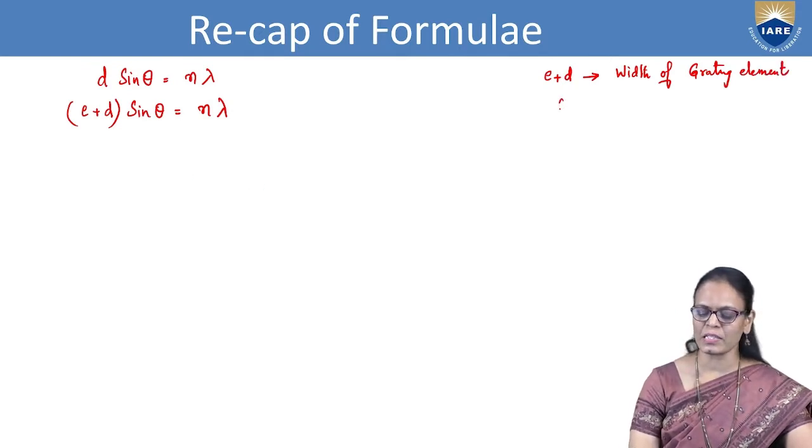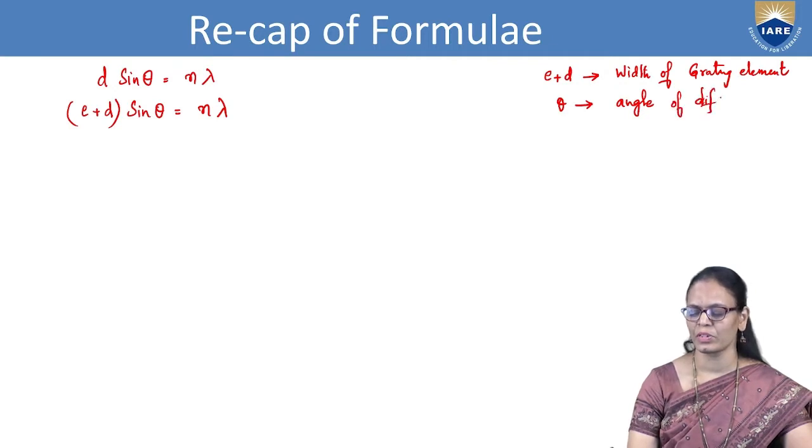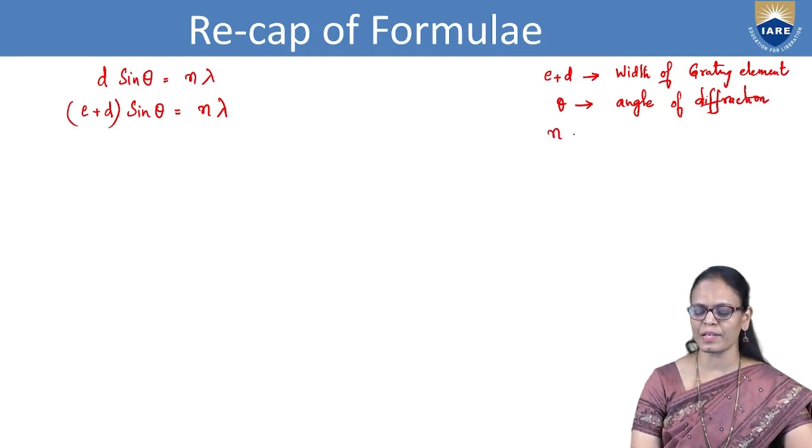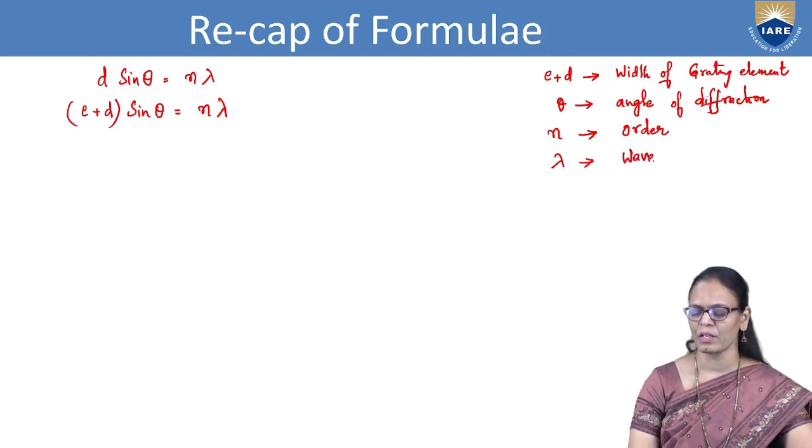And theta is the angle through which the light bends around the corners of the obstacle. Angle of diffraction, I can write. Theta is the angle of diffraction. And n here represents the order, whether we are talking about the first order, the second order or the third order. N represents the order. And lambda is the wavelength of light. We are using a monochromatic source, so lambda here represents the wavelength of the light that we are using.